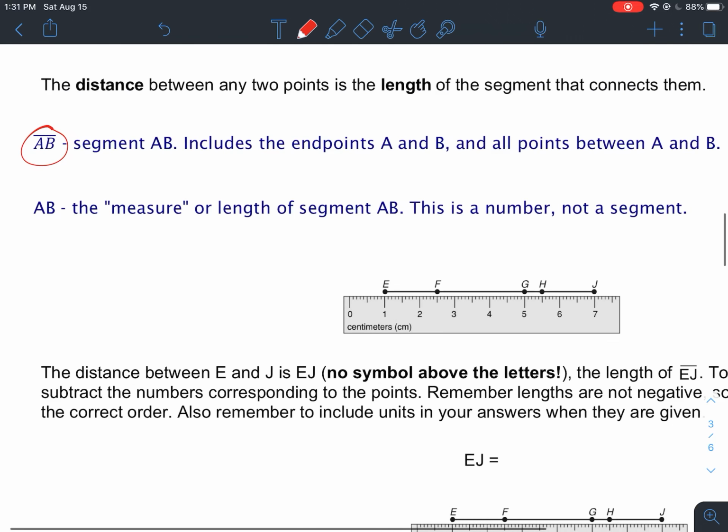Now this is called the measure of the segment. This is a number. Okay, it's like 7 or 46 or any other number you can think of. Okay, so the big difference is the segment hat. If you see a segment hat, it's a physical segment. If you don't see a segment hat, that represents an actual number. Okay?